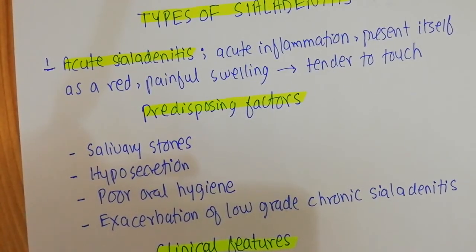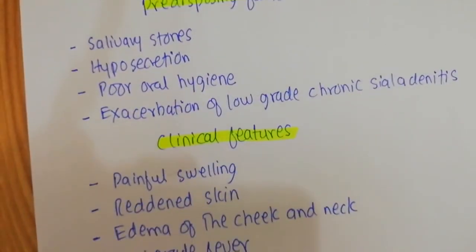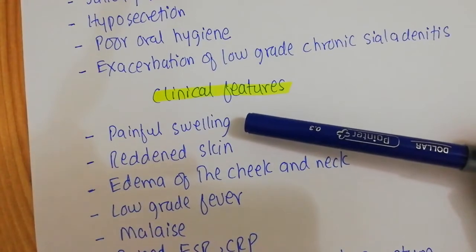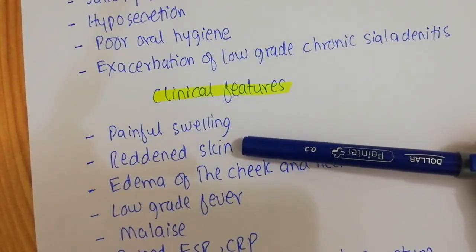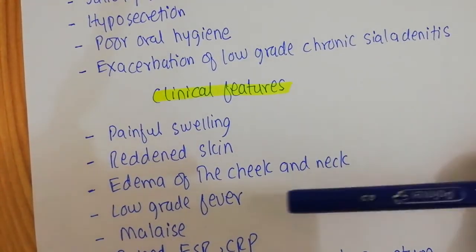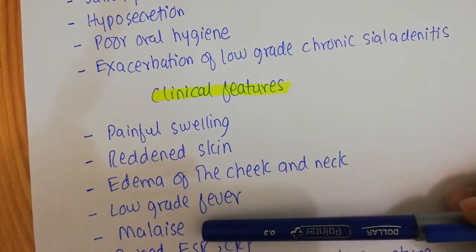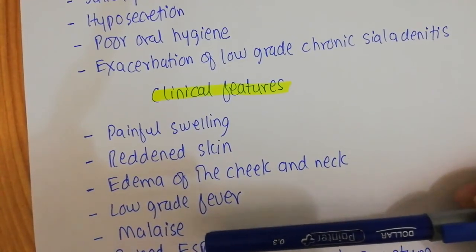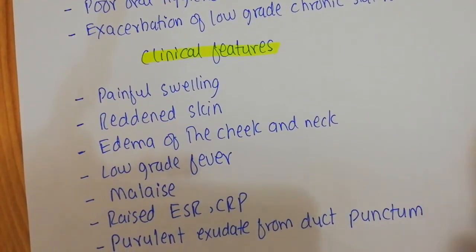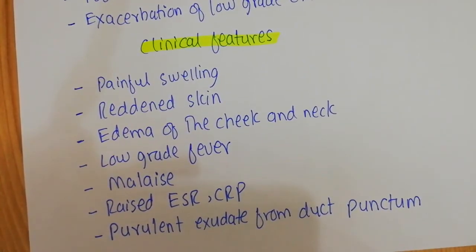If you talk about the clinical features of acute sialadenitis, they include painful swelling of the affected gland, reddened skin over the area of the gland, edema of the cheek and neck, low-grade fever, and malaise. Malaise refers to the general condition of feeling unwell. Another important clinical feature is the raised ESR and CRP and purulent exudate from the duct punctum.